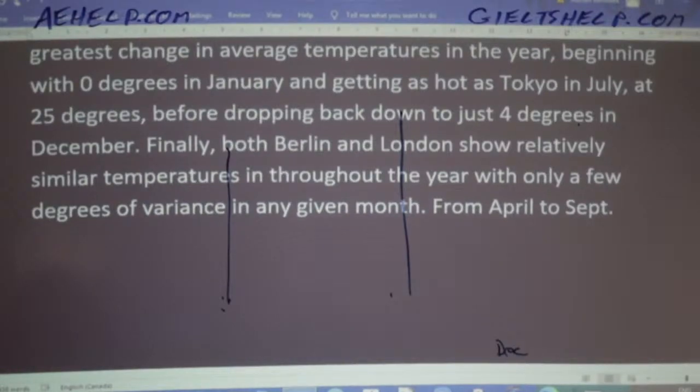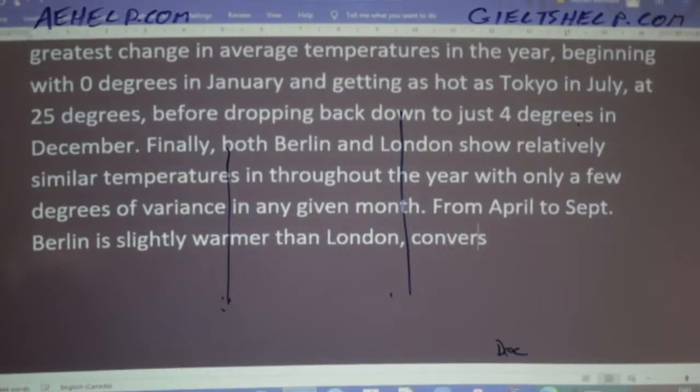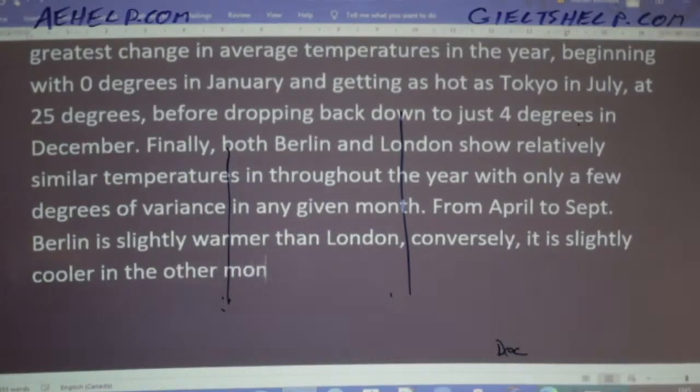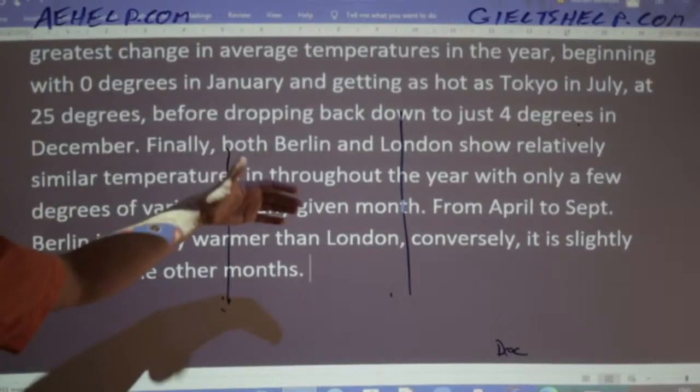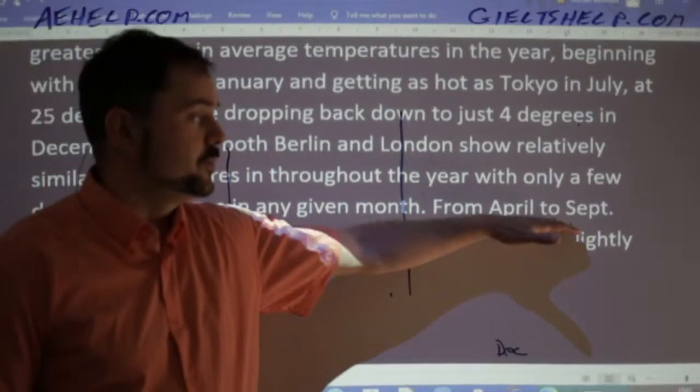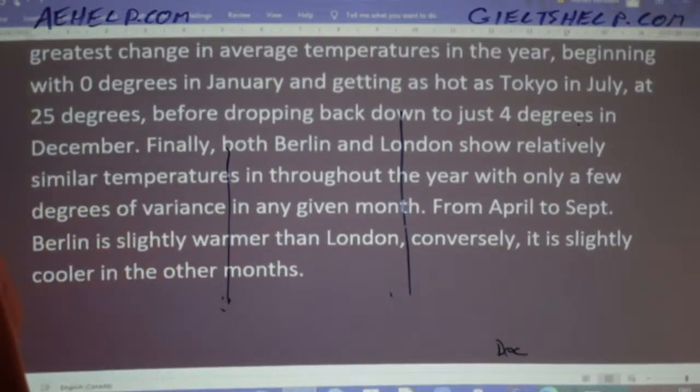So from April to September, Berlin is slightly warmer than London. Conversely, it is slightly cooler in the other months. Okay. So that's it. All right. So instead of saying supersede or crosses over, it's just clear to interpret it in this way, okay? Hopefully everybody sees that, right?